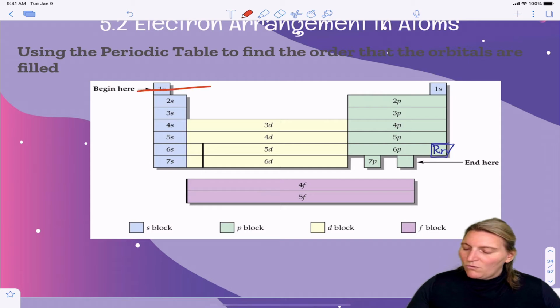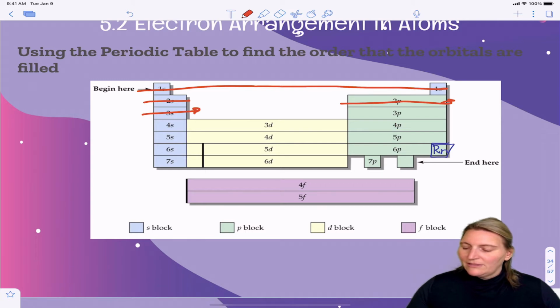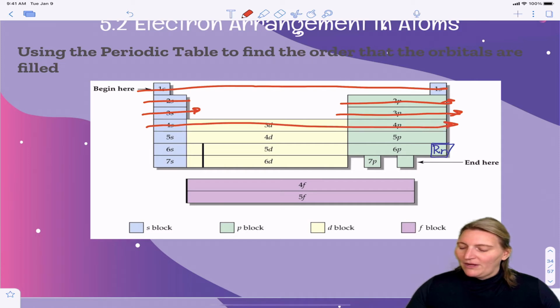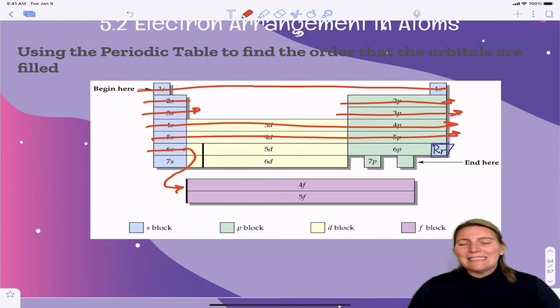I would go through 1s2, then 2s, then 2p, then 3s. See how I'm not going to 3d yet? Then 3p, 4s, 3d, 4p, 5s, 4d, 5p, 6s, and then this is where you need to remember. After 6s, you will go down to the 4f block.